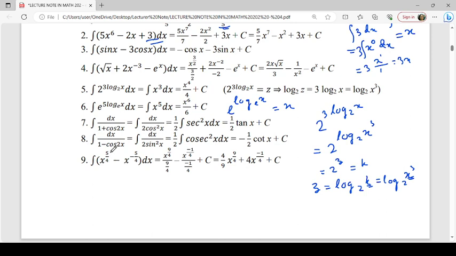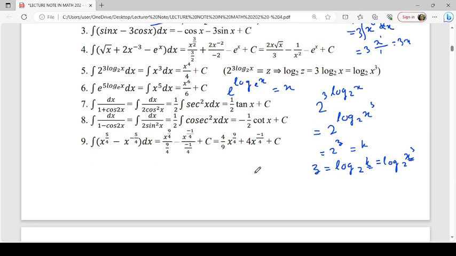This one is x to the power minus 5 by 4. So for n equal to minus 5 by 4, n plus 1: 5 by 4 plus 1 is 9 by 4, and minus 5 by 4 plus 1 is minus 1 by 4. So these are the integration values.